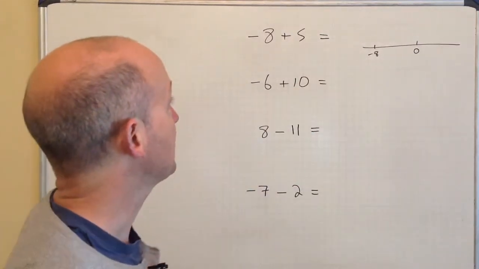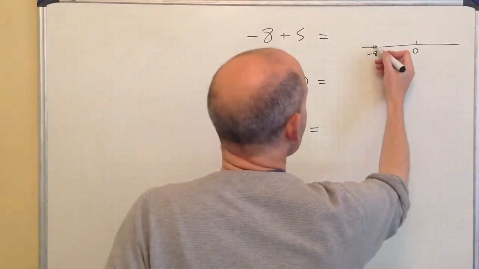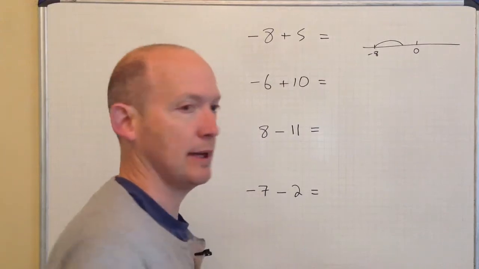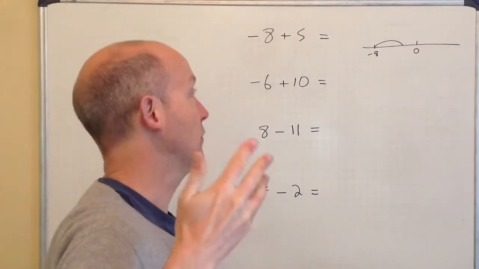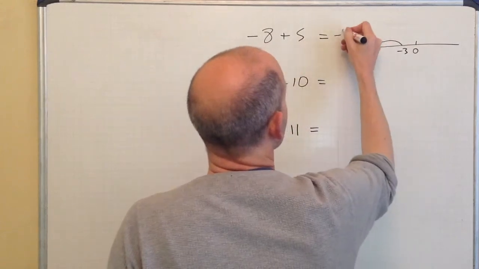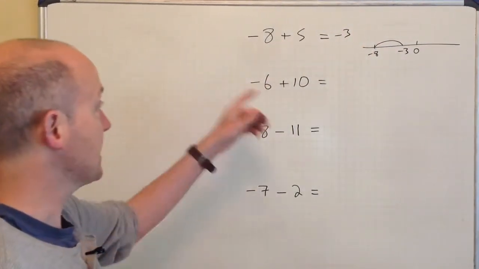Right, so minus 8 plus 5, start at minus 8, we're going up the number line, but we're only going 5 jumps. We're not going to get into the positive numbers. We're going to end up at minus 7, minus 6, minus 5, minus 4. So we're going to end up at minus 3. Okay, minus 6 plus 10.